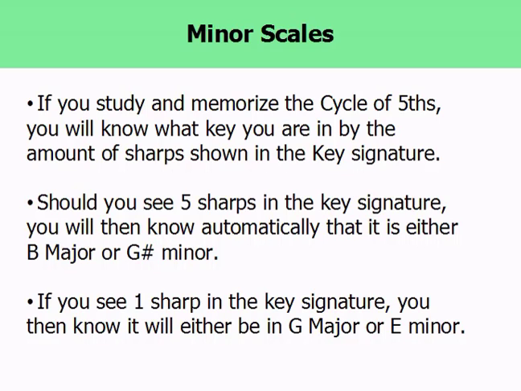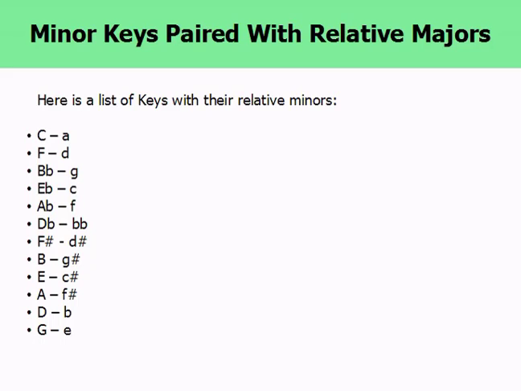So if you study and memorize the cycle of fifths, you'll know what key you are in by the amount of sharps shown in the key signature. Should you see 5 sharps in the key signature, you'll know automatically that it is either B major or G sharp minor. If you see 1 sharp in the key signature, you then know it'll be either G major or E minor. And here's the list of the keys with the relative minors. I put the minors in small case, majors in uppercase. So we have C major, A minor, F major, D minor, etc.